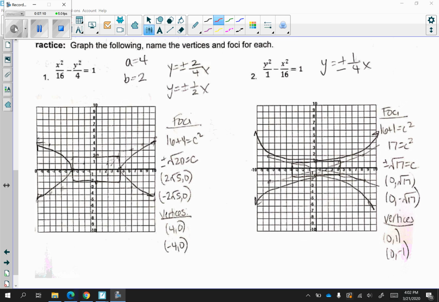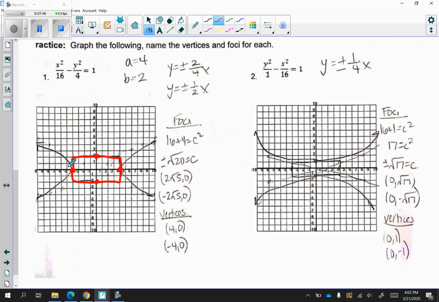Take a look at the next 2 practice problems and see if you can do them on your own. Pause the video. Notice I have x squared over 16 minus y squared over 4 is equal to 1. There's a minus sign, so we know it's a hyperbola. And it's going to remain on the x-axis because it's going to go to the left by 4, right by 4, and x is positive. So I'm going to put my point here, up 2, down 2, because the square root of 4 is 2. There I get my box.